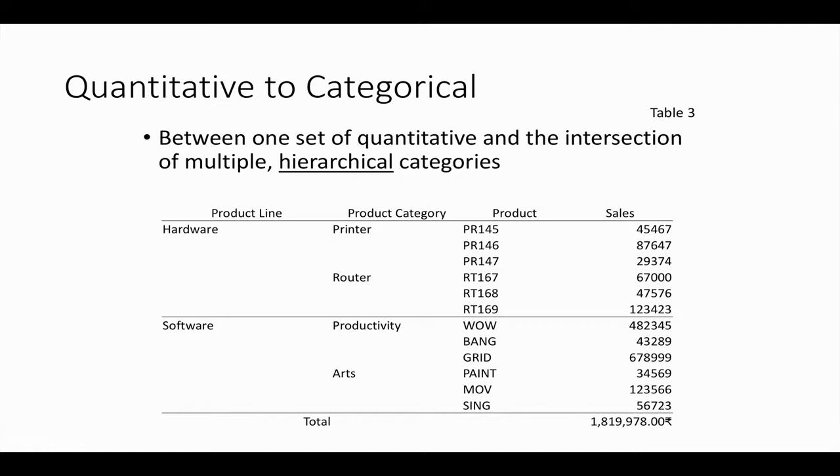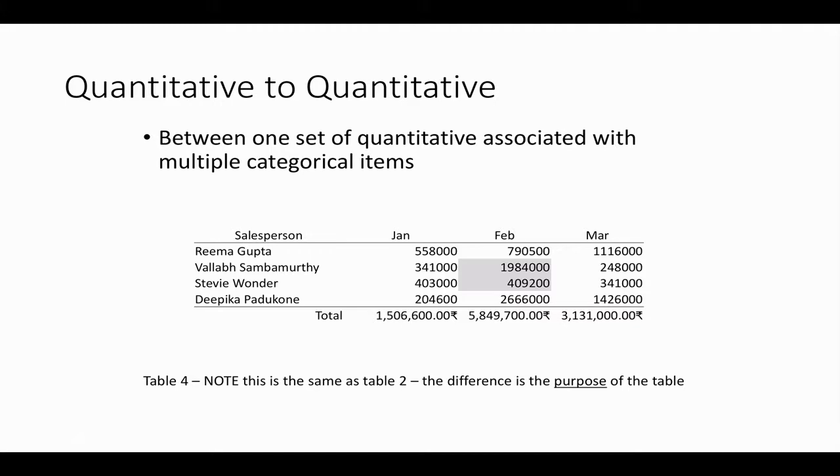When you have a hierarchy of categories, you're going to present them on the same axis. You wouldn't put product category going left to right, and then product going up and down. This makes more sense because there's an actual hierarchy to the data. And then he calls this a different thing. He calls this one a quantitative to quantitative. And really, this is exactly the same table as table 2. But when he calls this quantitative to quantitative, it's that we have a different purpose.